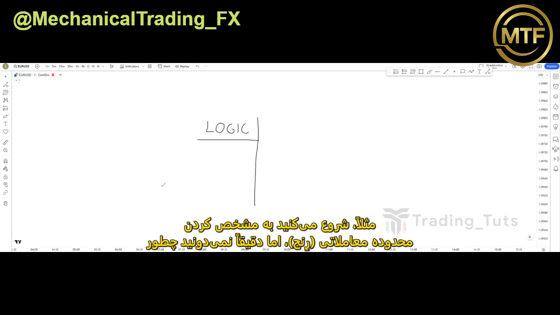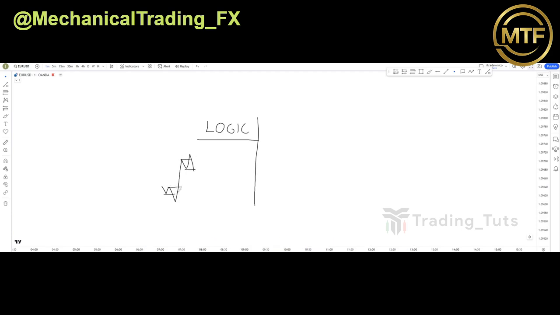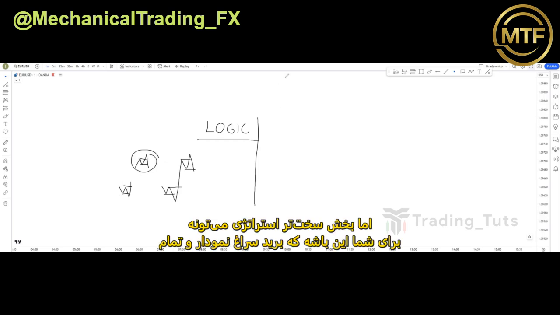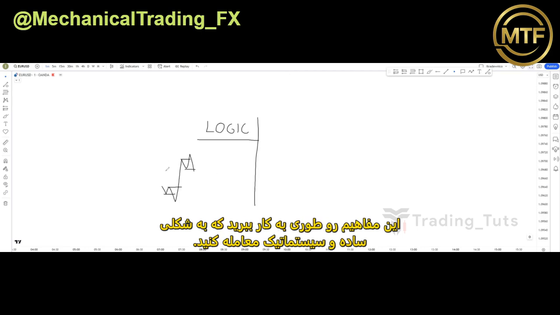So let's say you start marking up your range, but you don't know exactly how to do it on the chart. But you know from the theory that it's basically two QMs, a low and a high. That's what you learn from the theory. But the hard part of the strategy can be going to the chart and applying all of these concepts to try to trade in a simple and systematic way.